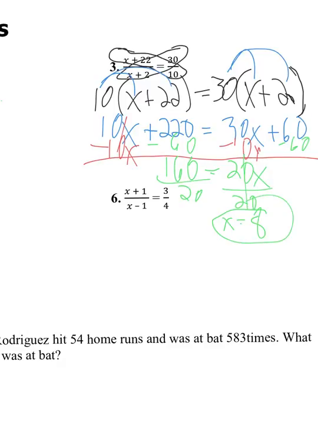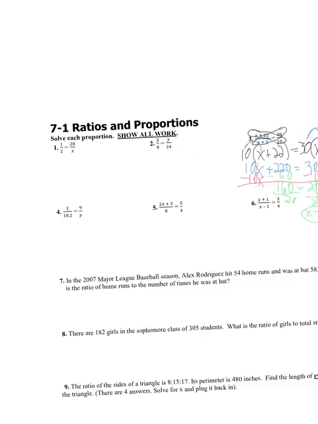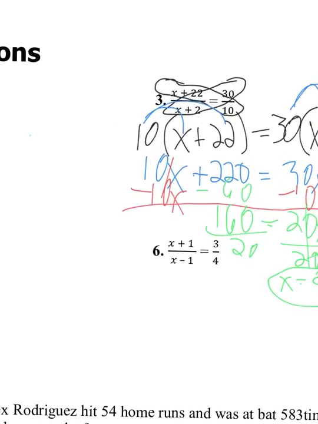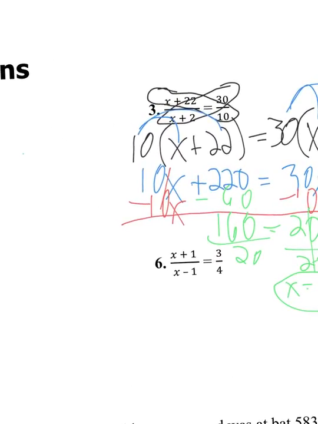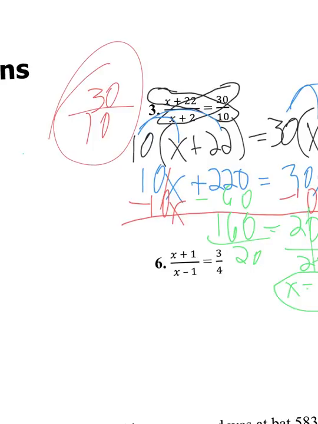And since neither one of these was just x, I'm just going to plug it back in. What's 8 plus 22? That's 30. What's 8 plus 2? That's 10. Hey, look. It says it equals 30 over 10. That's the same thing, see? So, yeah, that's it plugged back in. Number 6 will be a lot like that.